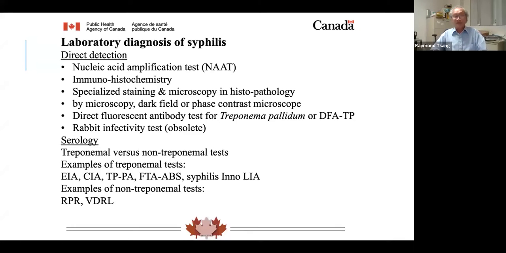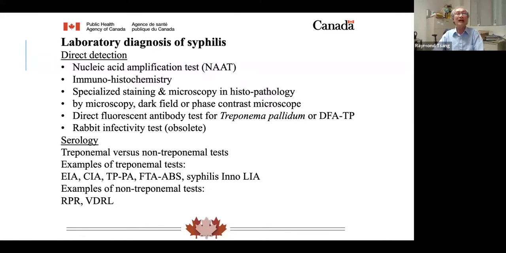The other category of diagnostic method is serology, which detects antibody either to the Treponema antigen or non-Treponema antigens, and hence they are divided into so-called Treponema tests or non-Treponema tests. Examples of Treponema tests include enzyme immunoassay, chemiluminescent immunoassay, Treponema pallidum particle agglutination test, and the fluorescent Treponema antibody test, which detects antibody in contrast to the DFA-TP, which detects the bacteria. And finally, the syphilis INNO-LIA.